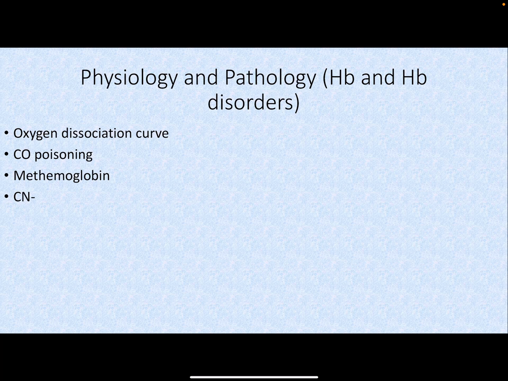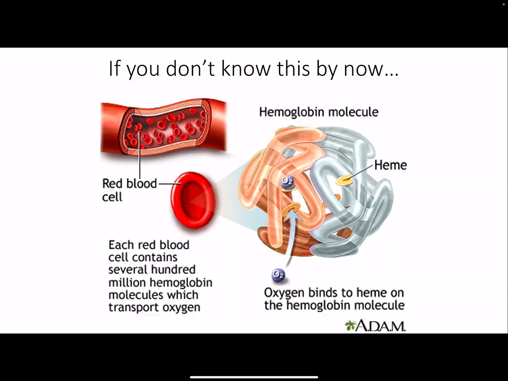Let's talk about hemoglobin and some hemoglobin pathologies. We'll start by just going through the dissociation curve, which you guys should be relatively familiar with. Talk about carbon monoxide poisoning, methemoglobinemia, which is really just where the iron gets oxidized from a 2 plus to a 3 plus state, and then cyanide poisoning.